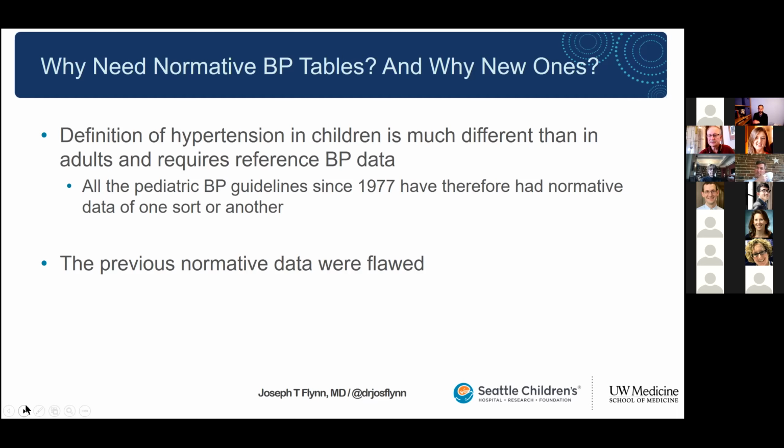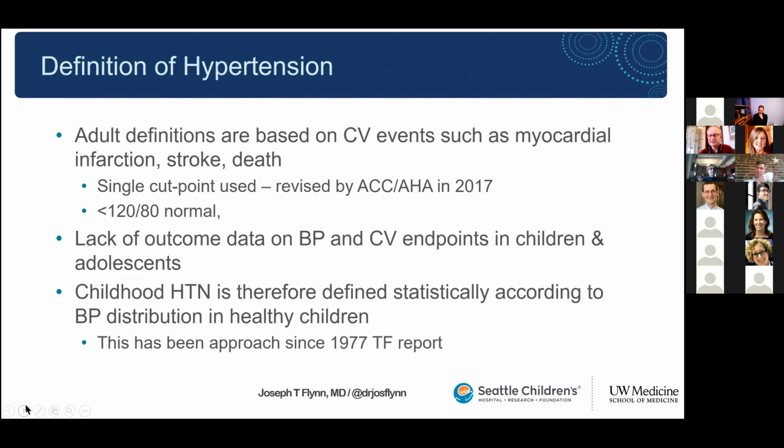So in adult medicine, the definition of hypertension is based on what we call hard endpoints: myocardial infarction, stroke, and death. And we know that the risk of these events increases for each increment above what was considered ideal blood pressure, or 115/75. And so it's always been the case that a single cut point has been used to define hypertension in adults, because we can translate events to that level of blood pressure.